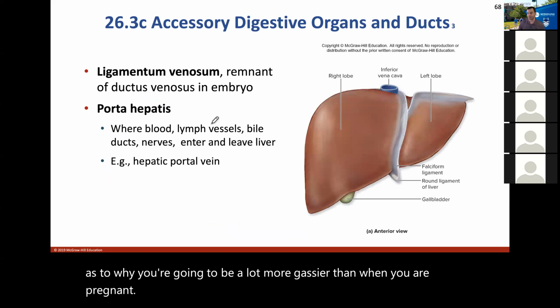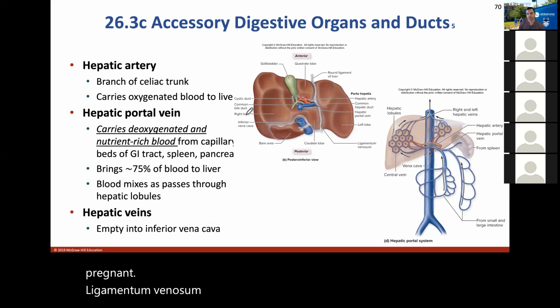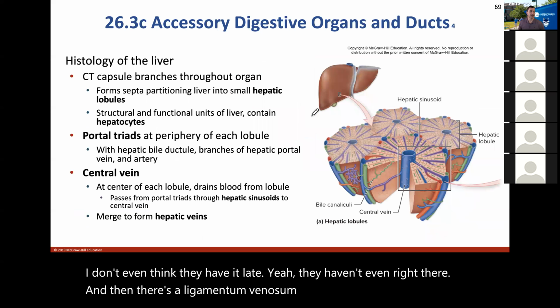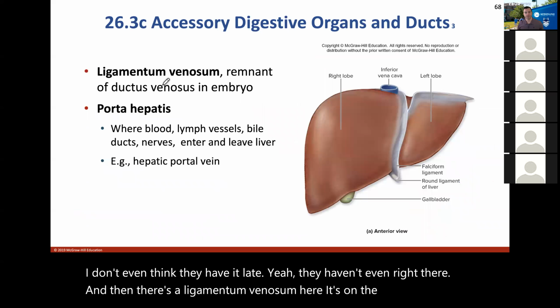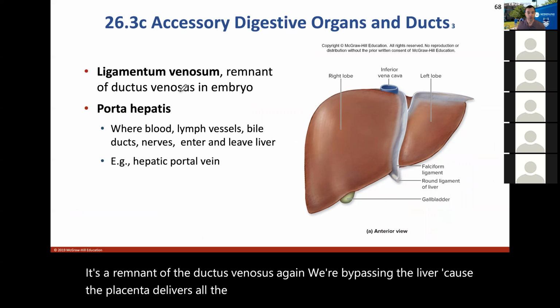Ligamentum venosum. I don't even think they have it. Yeah, they have it labeled right there. And then there's a ligamentum venosum here. It's on the underside. It's a remnant of the ductus venosus. Again, we're bypassing the liver because the placenta delivers all the goods for the growing creature inside.